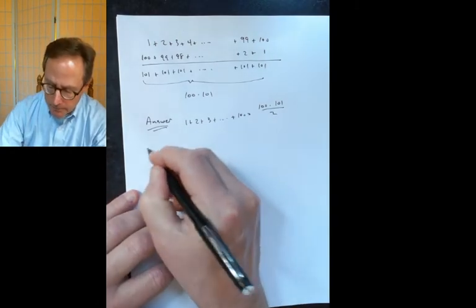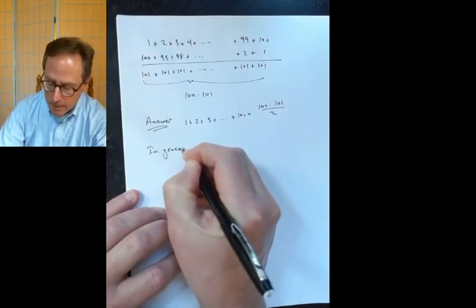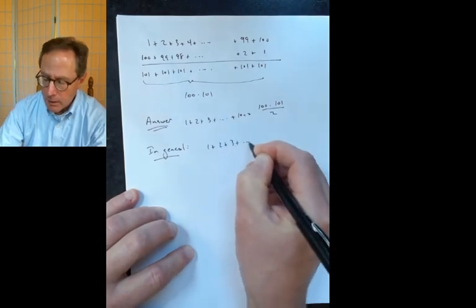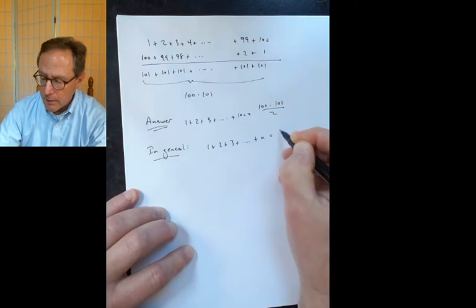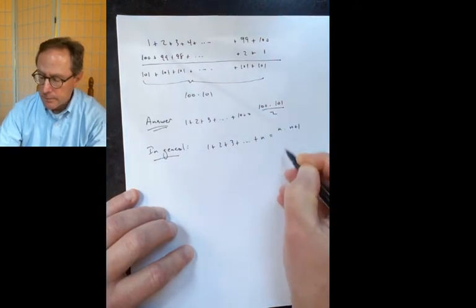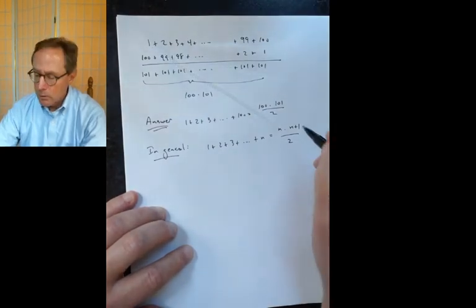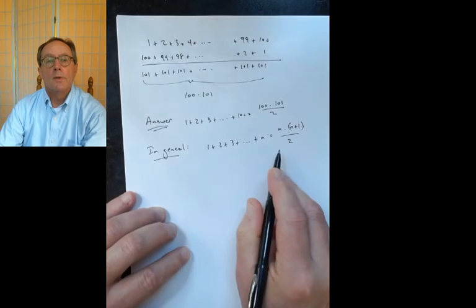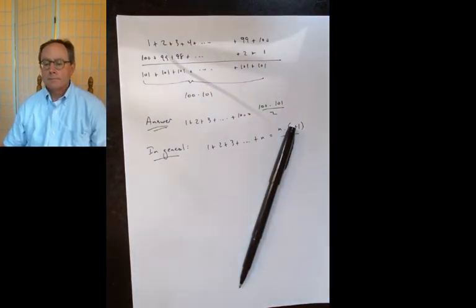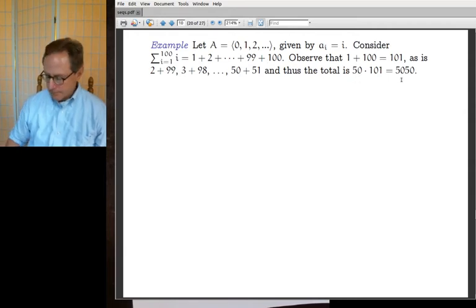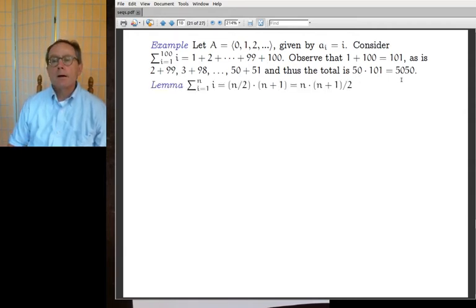And in general, 1 plus 2 plus 3 all the way up to plus n is n times (n plus 1) all over 2. Very important formula. Ooh, I should put parentheses. Very important formula. Good. Let me get back to my screen here. There we go. Okay. So for example, you add up the numbers 1 to 100, it turns out to be 5050. And there's the general formula.